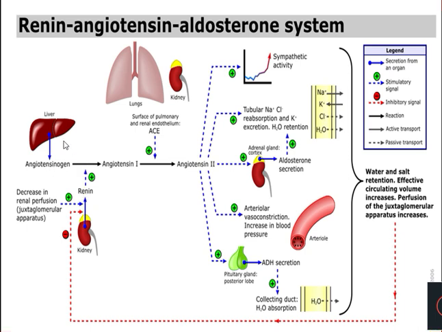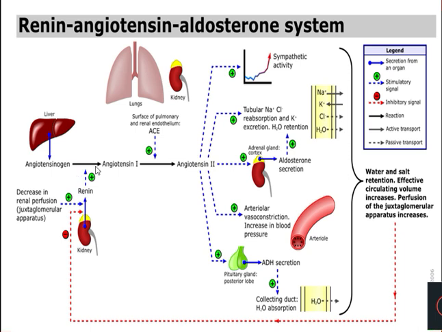Now, angiotensin 1 is converted to angiotensin 2 by ACE, that is angiotensin converting enzyme. Where is it coming from? The lung. Okay, so the kidney or the juxtaglomerular apparatus releases renin. Renin converts angiotensinogen to angiotensin 1. Angiotensin 1 is converted to angiotensin 2 by the angiotensin converting enzyme produced by the lung. Now, what is angiotensin 2 doing? First of all, it will stimulate the adrenal cortex to release aldosterone. Okay, that is why it is the renin, angiotensin, aldosterone system.